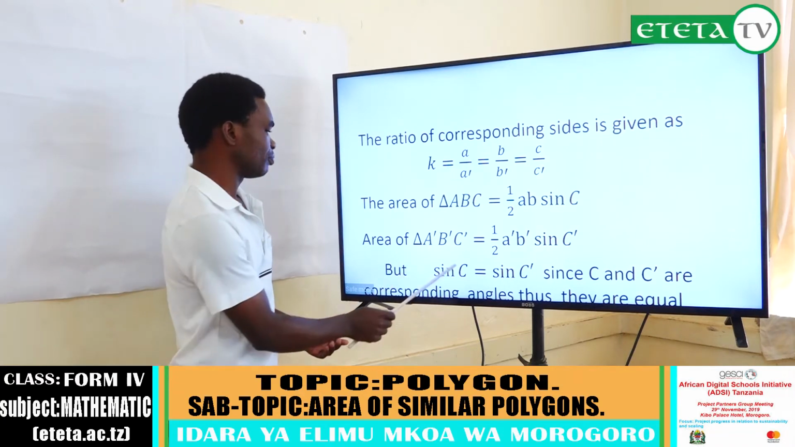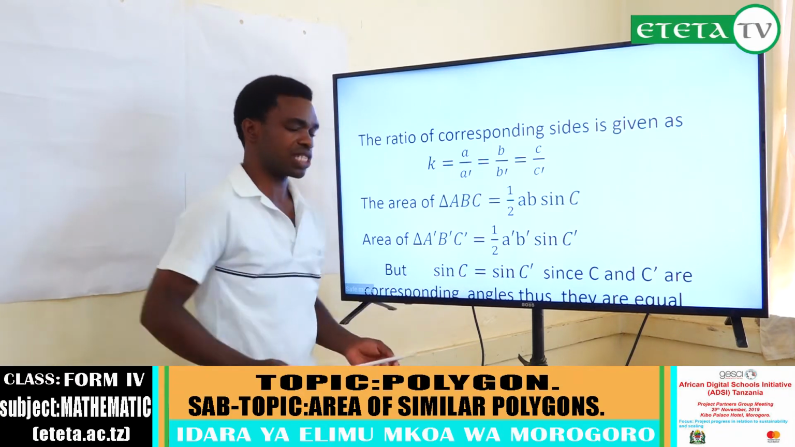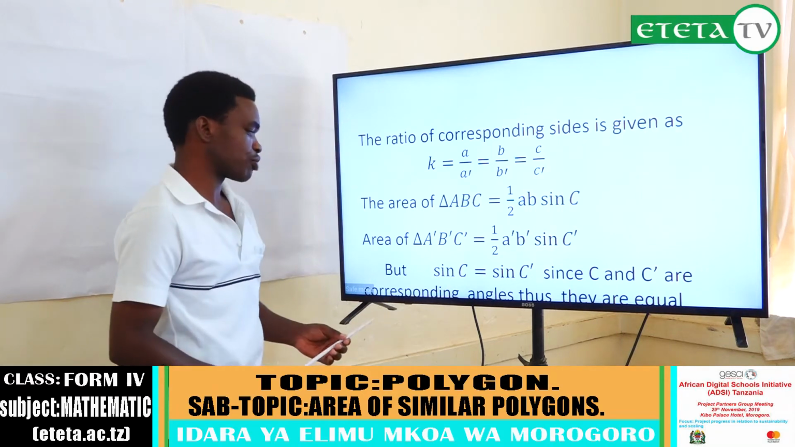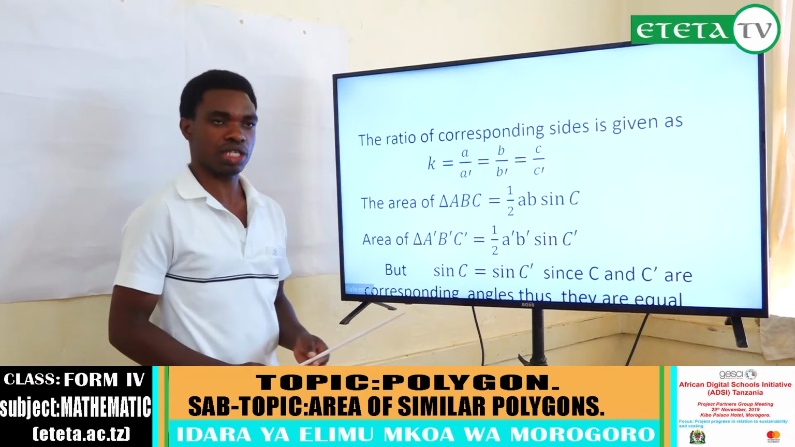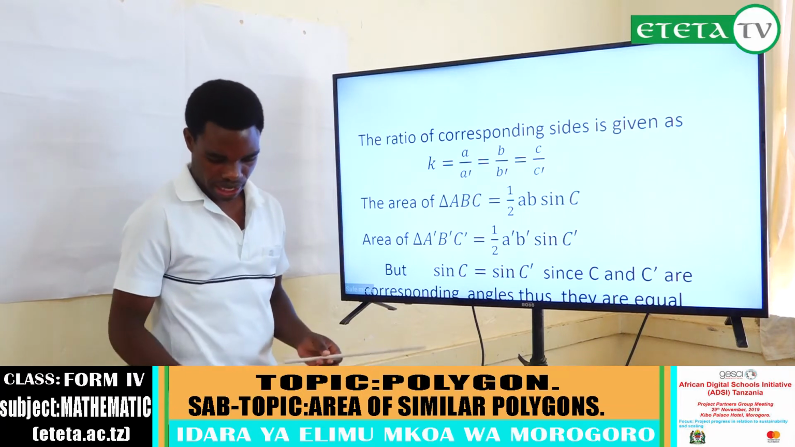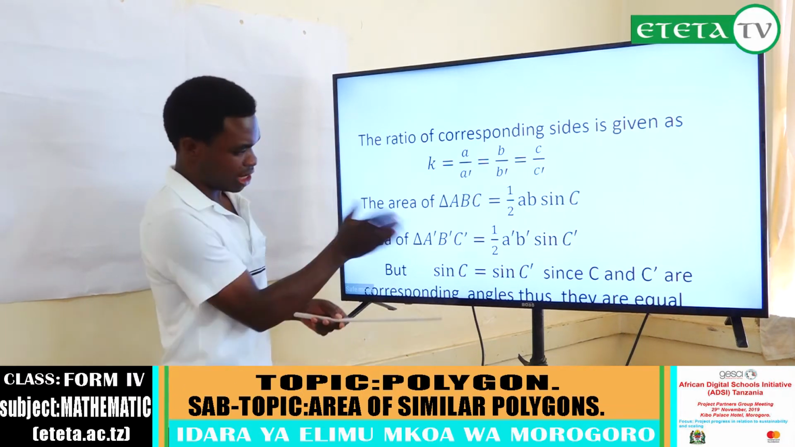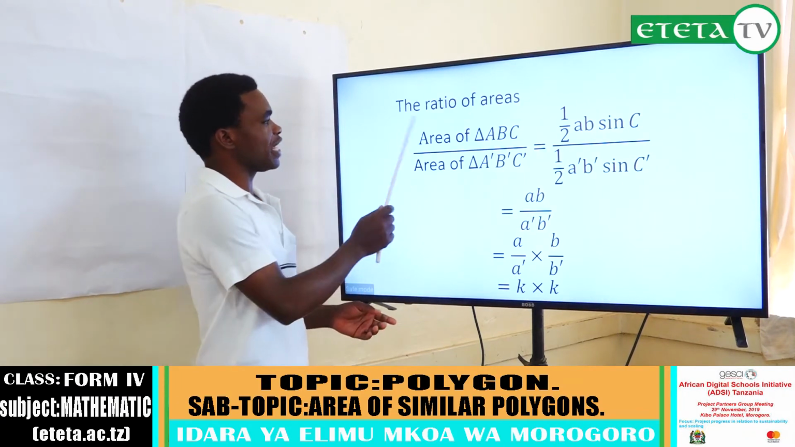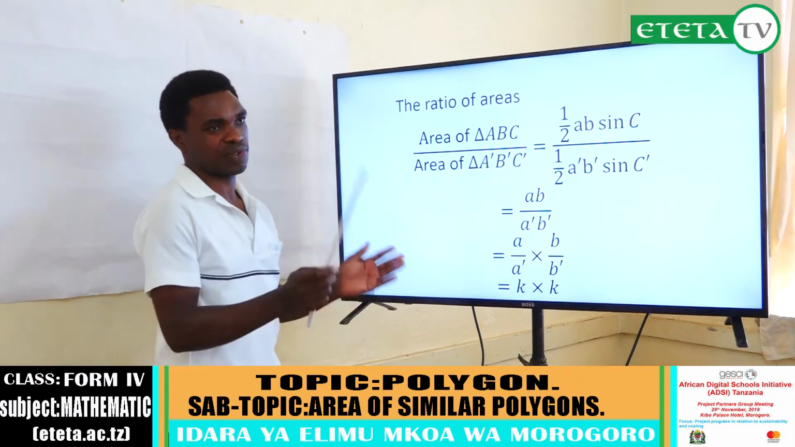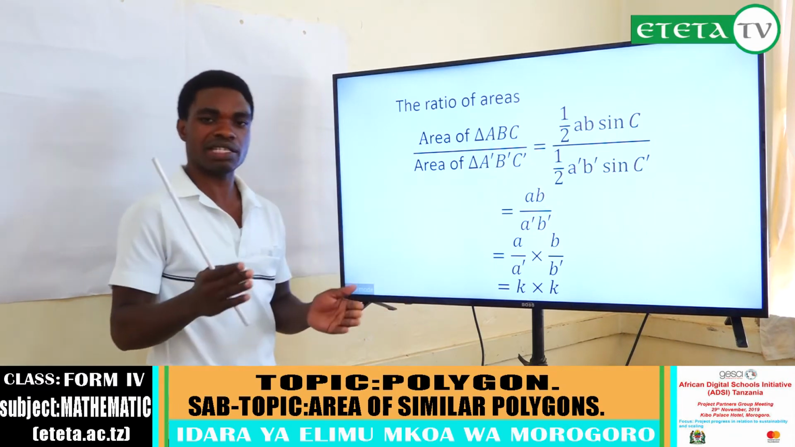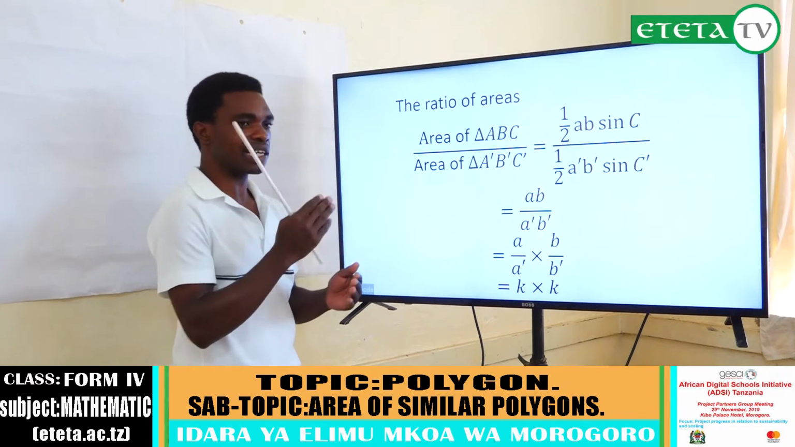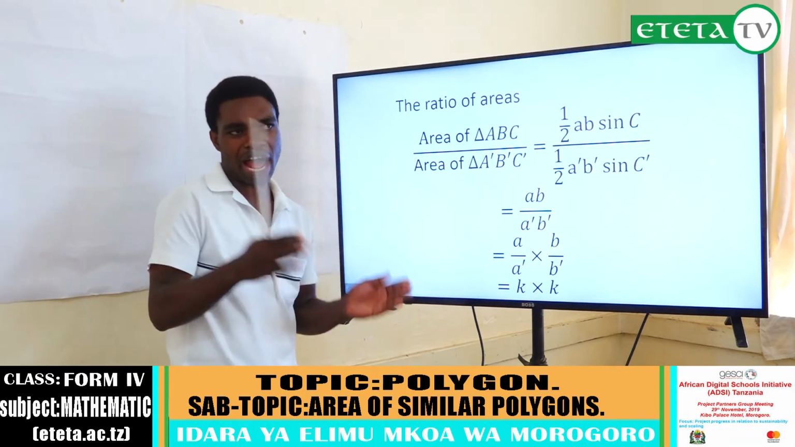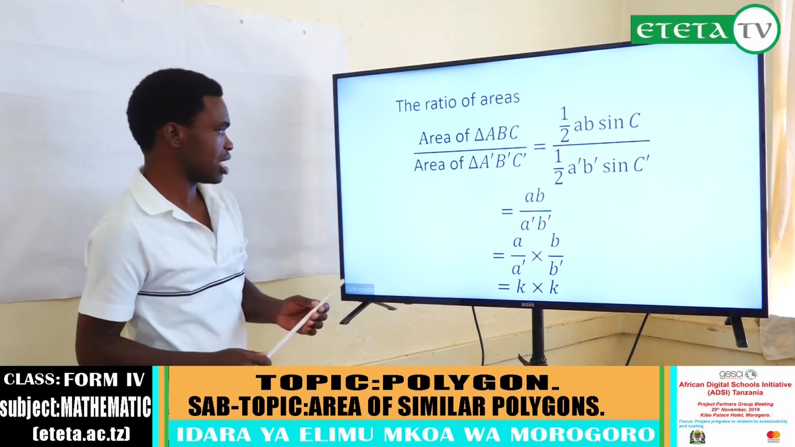Therefore, we expect that sine C should be equal to sine C dash, since C and C dash are corresponding angles, which must be equal for similar polygons, or similar triangles in this case. Now, the ratio of the areas. The ratio means dividing. So we take the area of one triangle and divide it by the area of the other triangle.